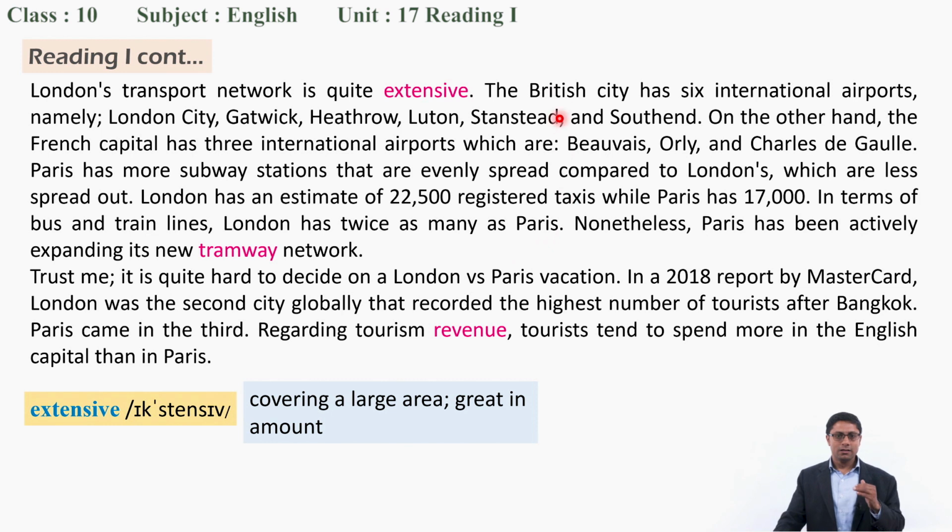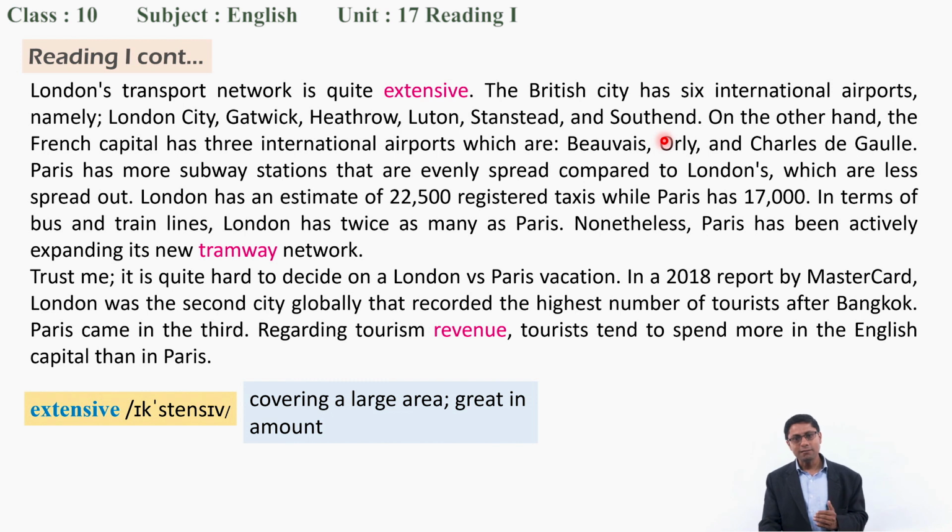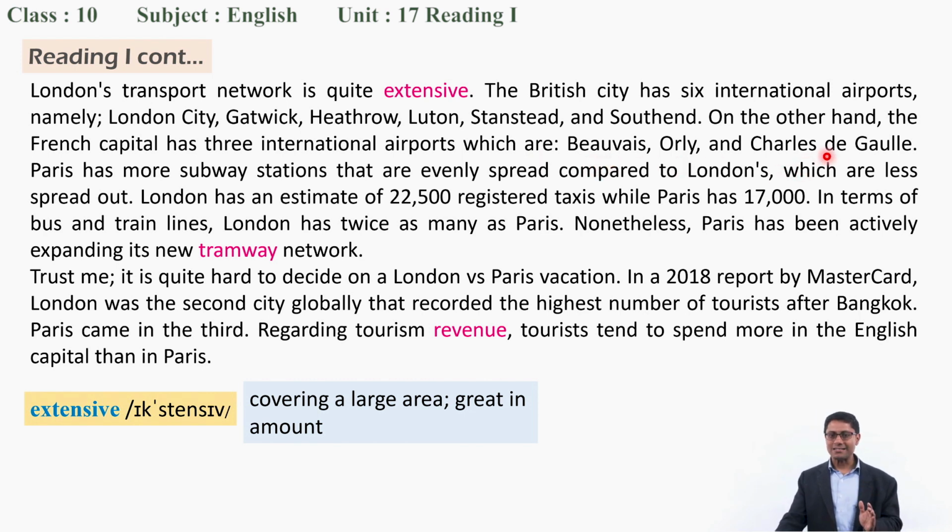Okay, the British city means here London has 6 international airports, namely London City, Gatwick, Heathrow, Luton, Stansted, and Southend. So these are the names of the international airports, like our Tribhuvan international airport. On the other hand, the French capital has 3 international airports, which are Beauvais, Orly, and Charles de Gaulle.